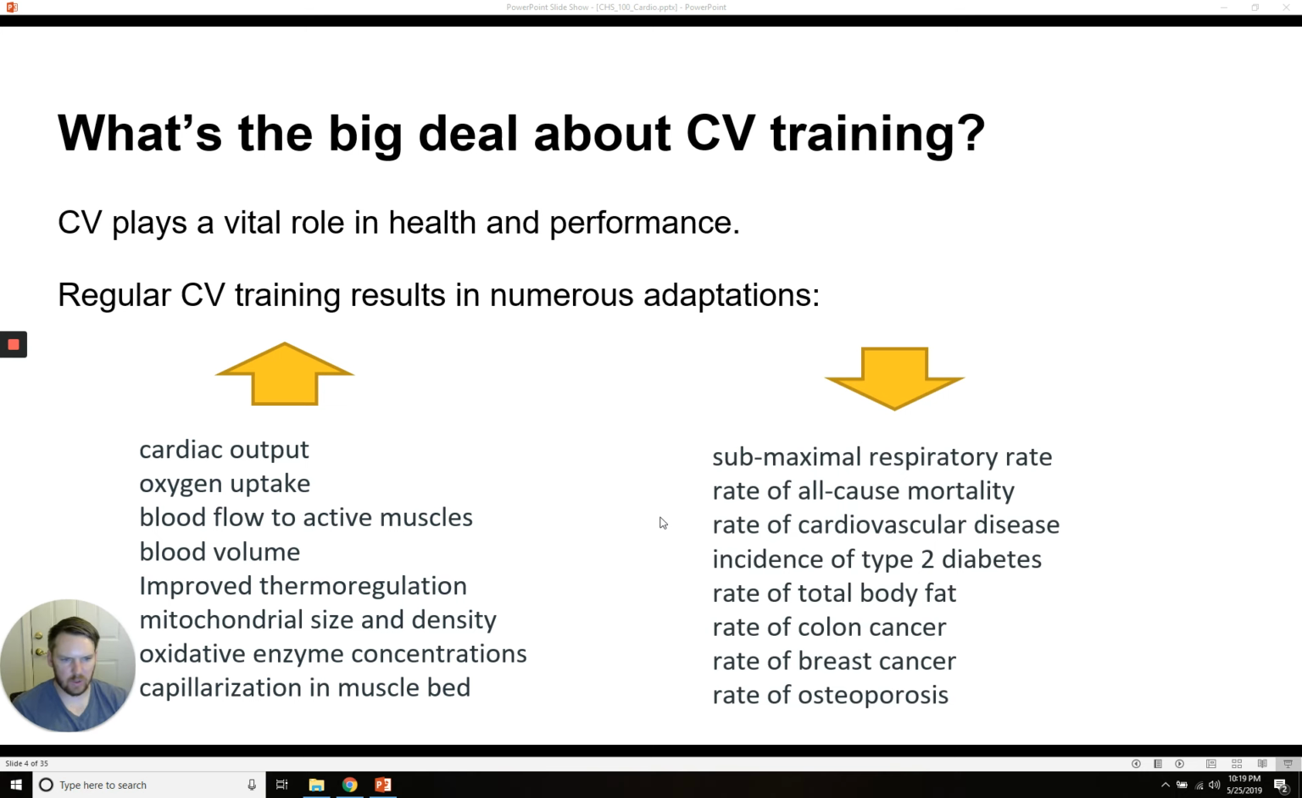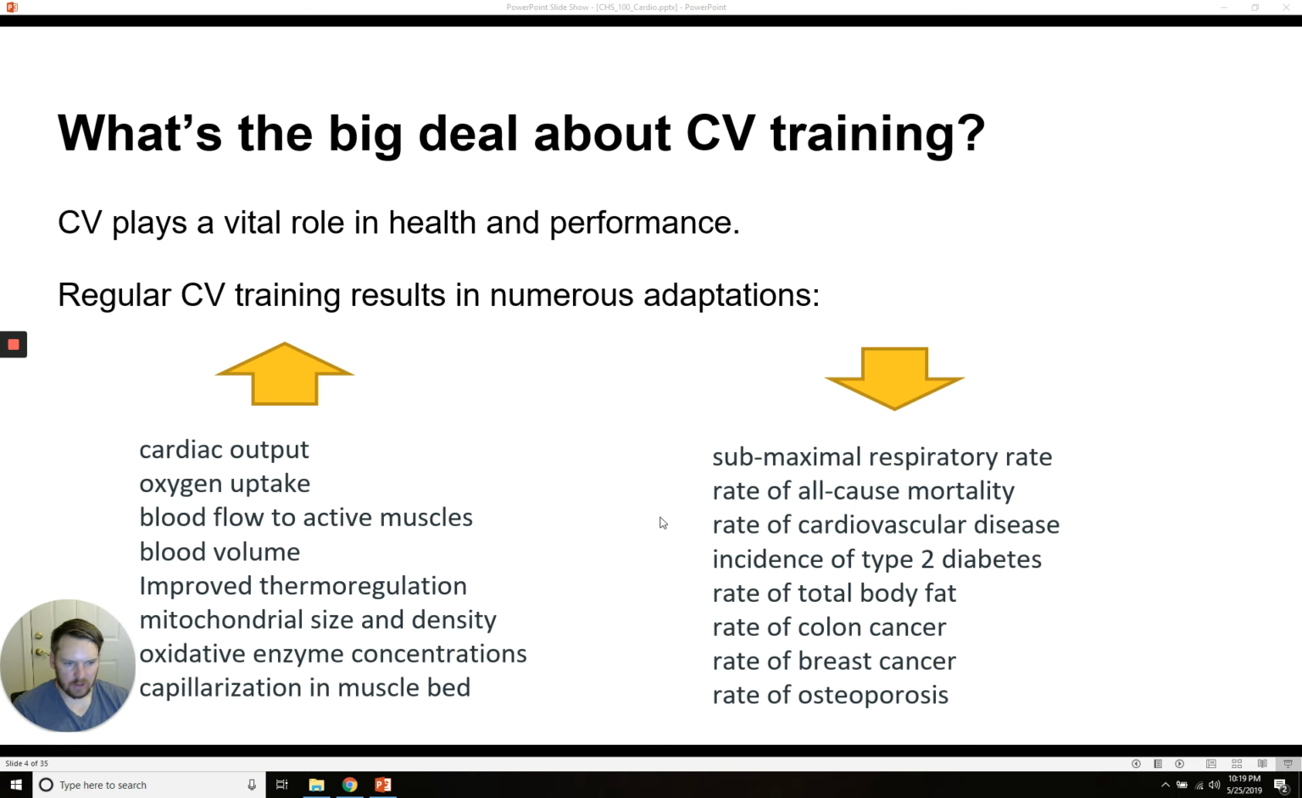Now all the following will decrease. And keep in mind, these decreases are not a bad thing. These are all positive adaptations. So submaximal respiratory rate. This means that basically your respiratory rate will be lower at a higher level of activity. So if you take an untrained person and a highly trained person, the highly trained person will have a lower submaximal respiratory rate.